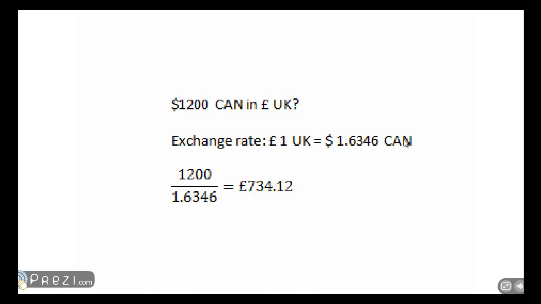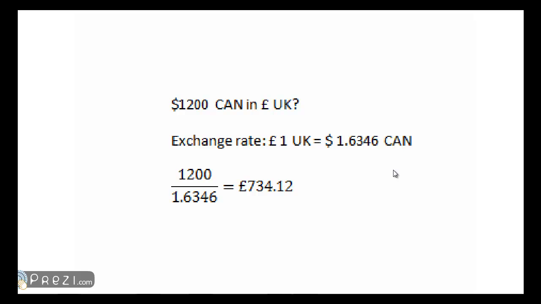Let's suppose I had 1,200 Canadian dollars and I wanted to transfer it to UK pounds, United Kingdom pounds. The exchange rate, and I just looked this up today, is 1 UK pound is equal to 1.6346 Canadian dollars. So that's typically how an exchange rate is given to you, where the two currencies are equal. So you look at it and you say, okay, 1 UK pound must be worth more than 1 Canadian dollar, right? Because 1 UK pound is worth a number which is larger than 1 of the Canadian dollars.